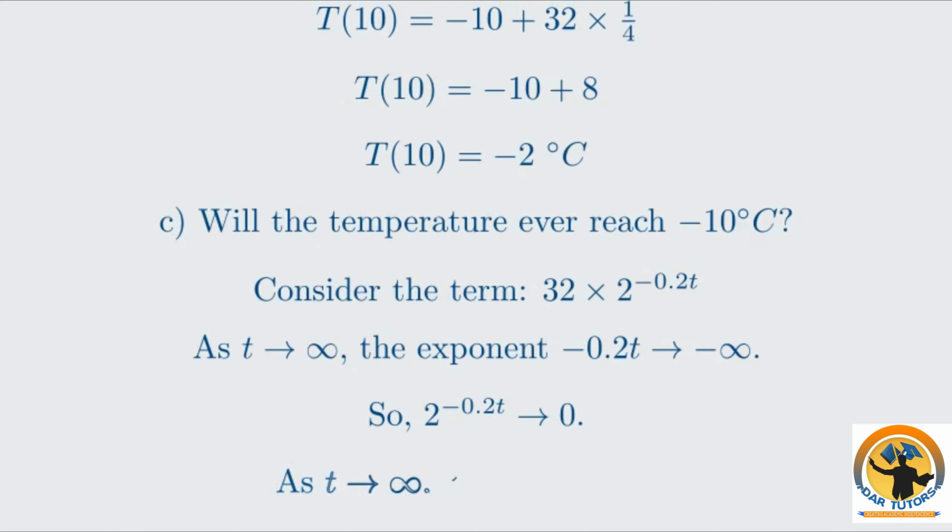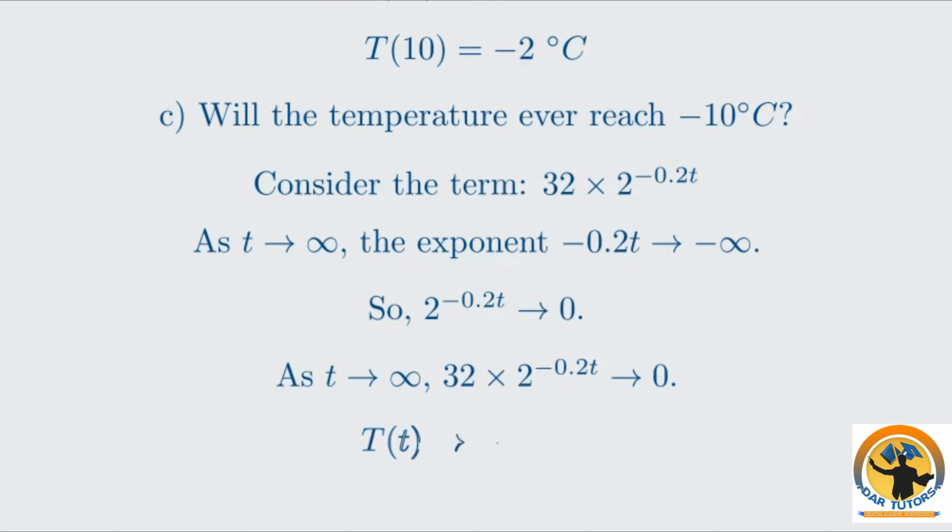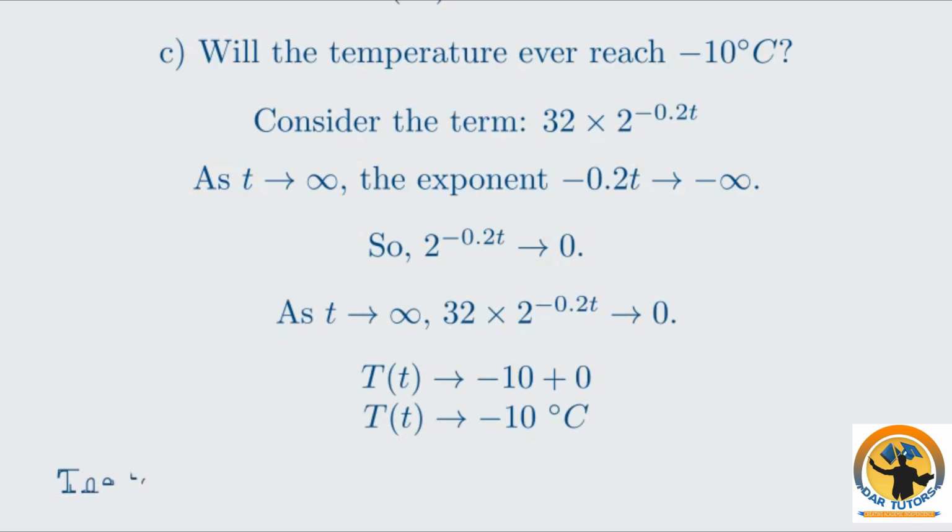Therefore, the entire term 32 times 2 to the power of negative 0.2t approaches 0. This means the temperature T of t approaches negative 10 plus 0, which is negative 10. The temperature will get infinitely close to negative 10, but it will never actually reach it. This is a key characteristic of exponential decay.